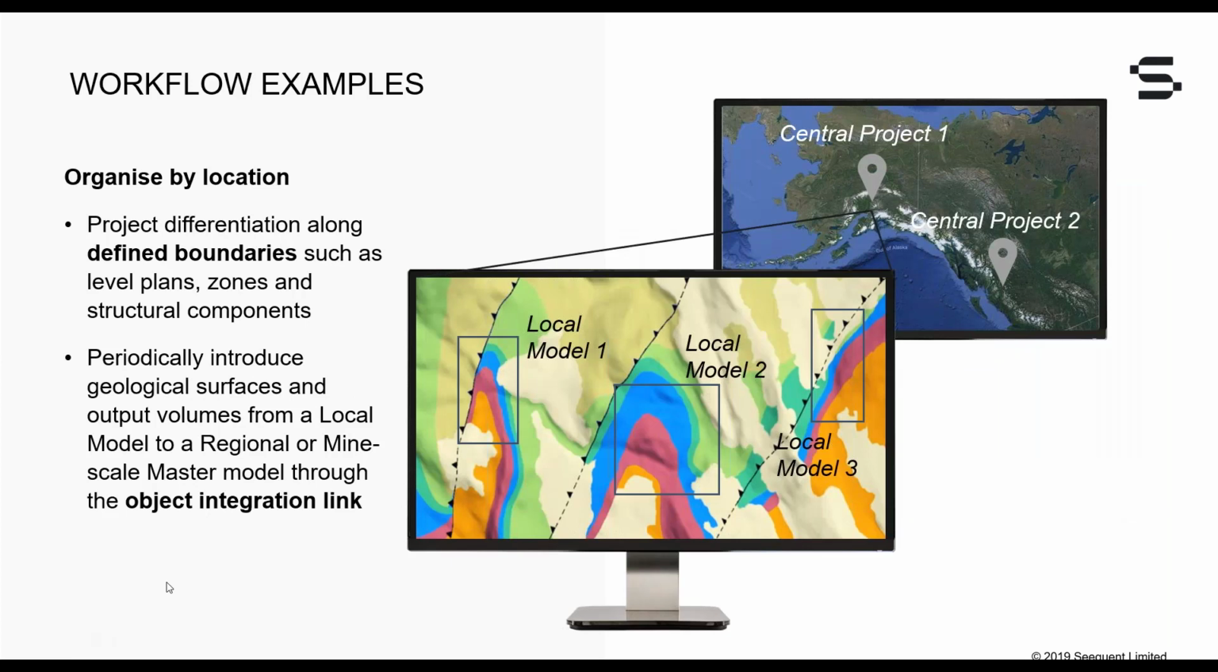Now you can also organize by location. So of course, this is probably the most straightforward idea that most people would have already thought about. So you can separate out by different sites, satellite deposits, for example, different zones, etc., and create a separate Central project for each of them. And in each Central project, you have the opportunity through the object integration link, that mesh integration I just showed you earlier, to leverage each other's work.